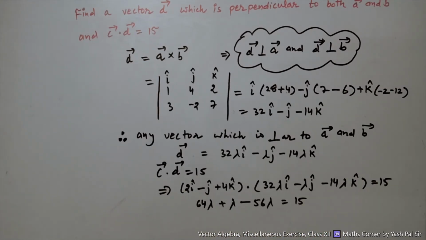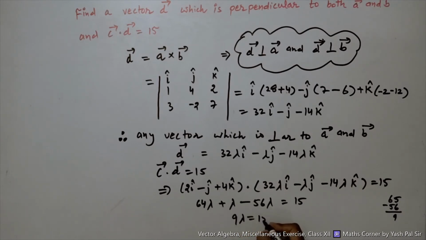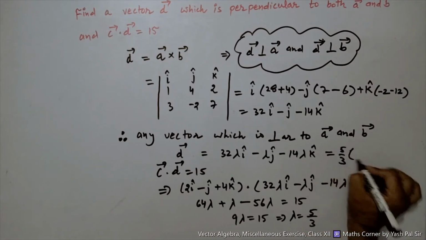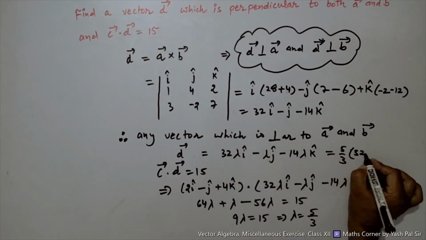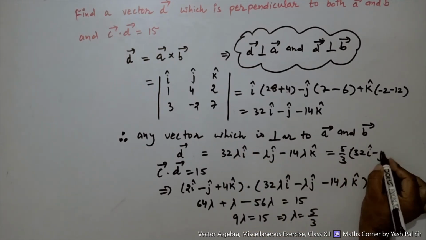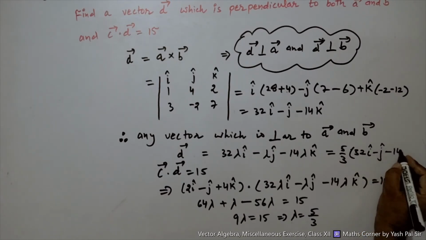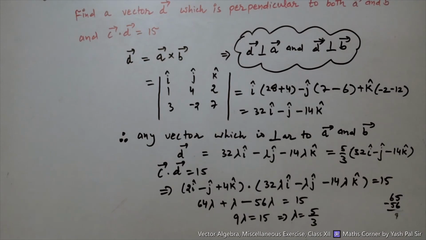So this becomes 64 plus 1, 65, minus 56 is 9. 9 lambda is equal to 15. That means lambda is equal to 15 upon 9. 5 3s are 15, 3 3s are 9. So this way, what is the required vector? Find a vector D. So D vector becomes 5 upon 3 into 32 i cap minus j cap minus 14 k cap. This is the required vector.